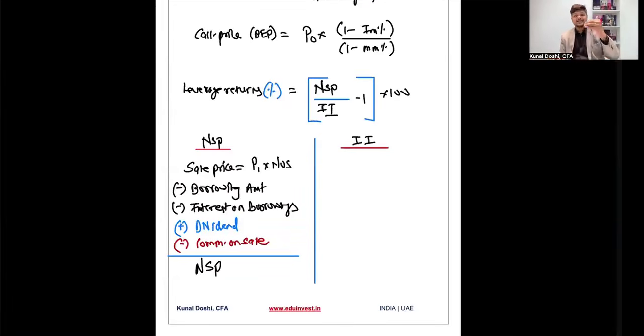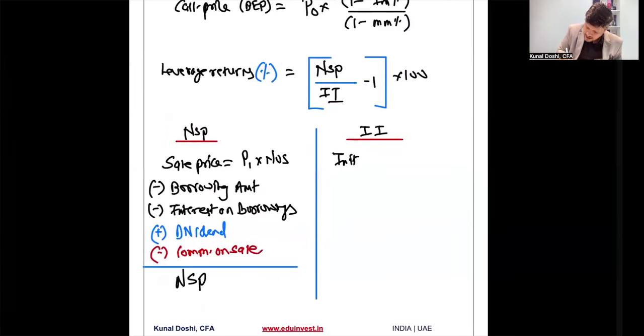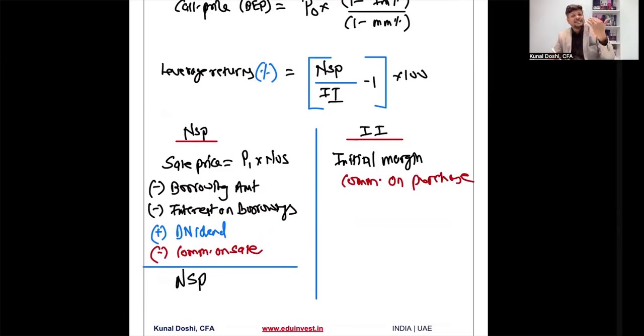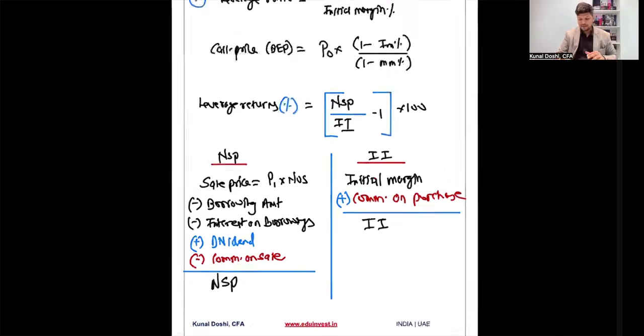Initial investment: when you invest in the fund, there are only two amounts that you pay. That is your initial margin, right? That is the proportion that you have to invest, correct? And you pay commission on purchase. But remember, since we are calculating initial investment, it's an outflow. So my commission will be added here. I hope you understand why, because I'm calculating the outflow. So when I'm calculating the outflow, commission on purchase is going to be added. So that's my initial investment.